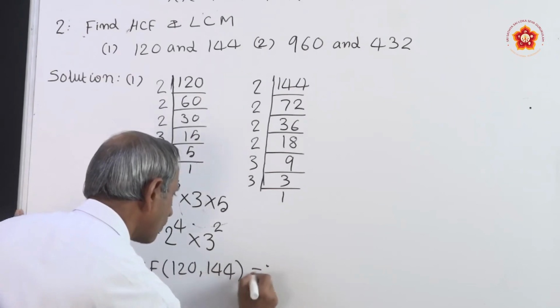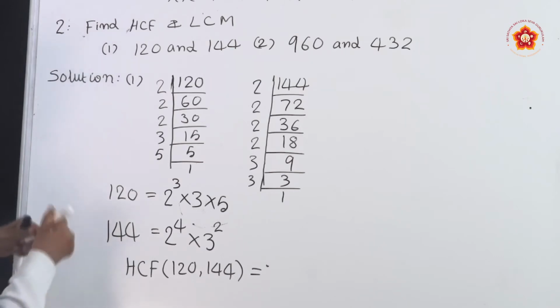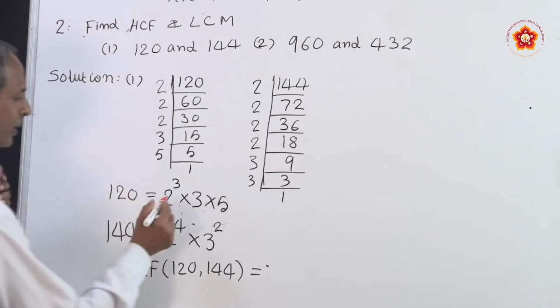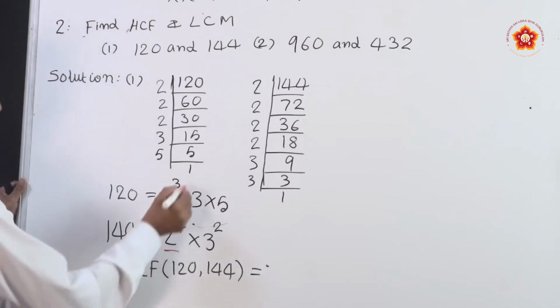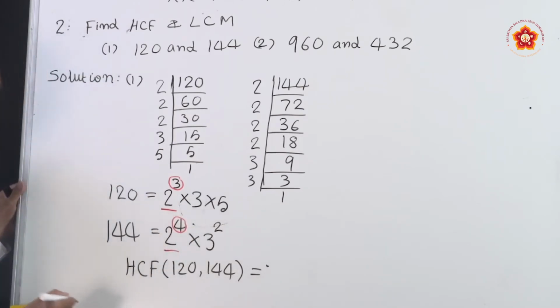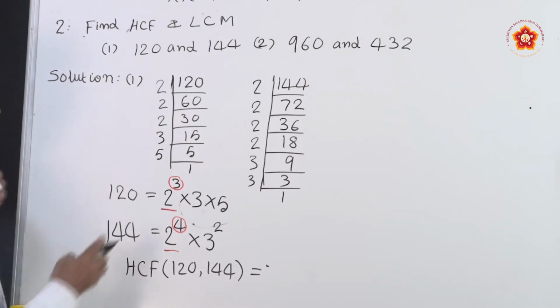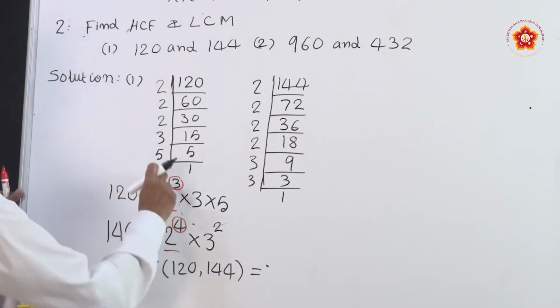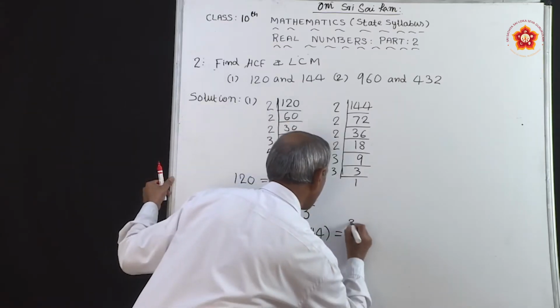Now, we have to choose the common factors, the highest common factor you have to write. Here 2 and 3 are the common factors. Among 2, here the power is 3, here the power is 4. Out of this, you have to take the lowest power, that is the HCF. Therefore, if you take 2, 2 cube is the HCF, write here 2 cube.